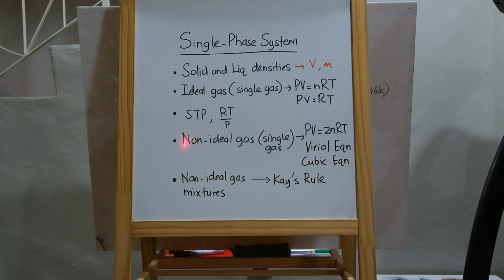Finally in this chapter, we will look into finding information for non-ideal gas mixtures using Kay's rule. So from point number 2 up to number 4, basically all of these are in gas phase. We'll look a little bit at solid and liquid densities, but the main thing that we will learn in this chapter is about gas, whether it's ideal gas, single non-ideal gas, or non-ideal gas mixture.